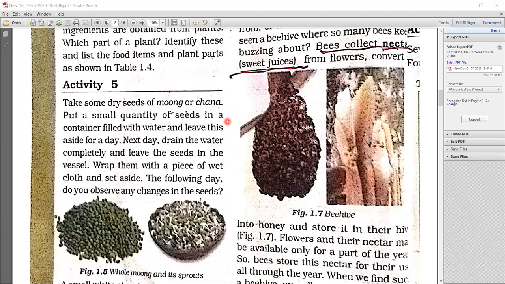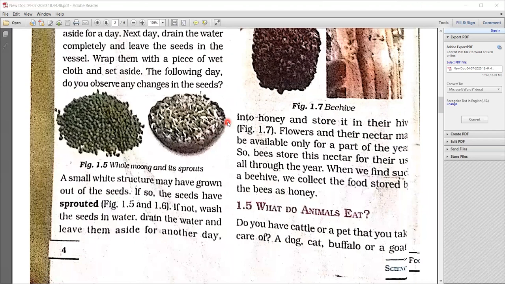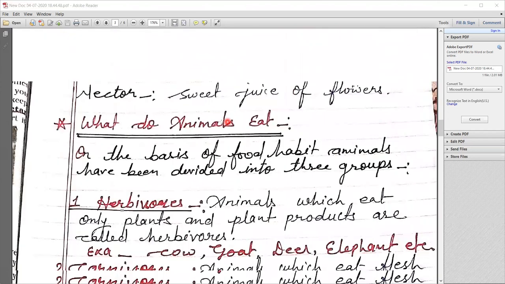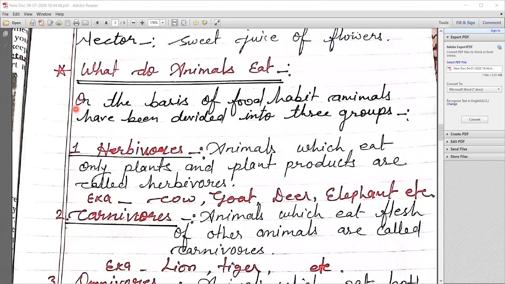Next, animals. What do animals eat? Next page. Now we study about animals. Here we have talked about what we human beings eat as food. Now, what do animals eat?